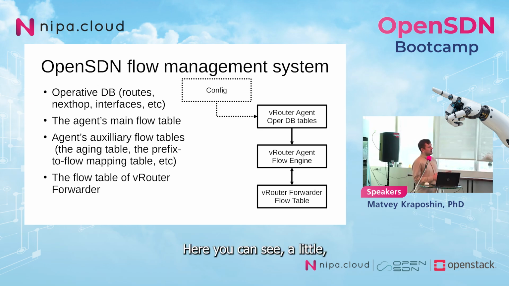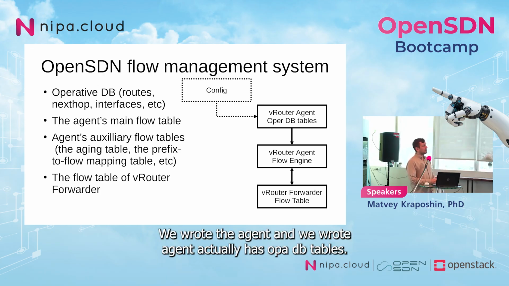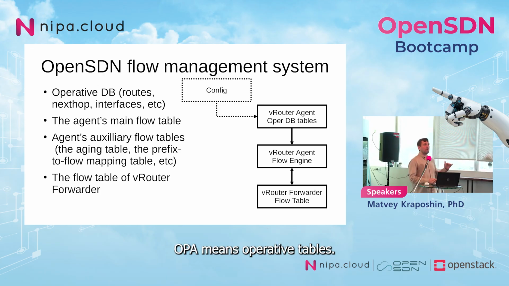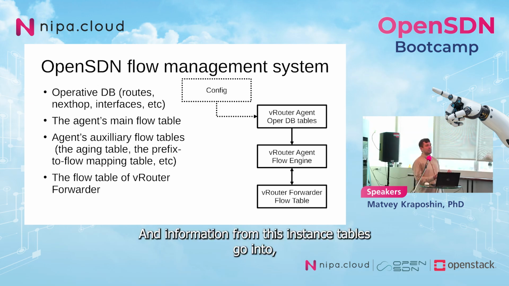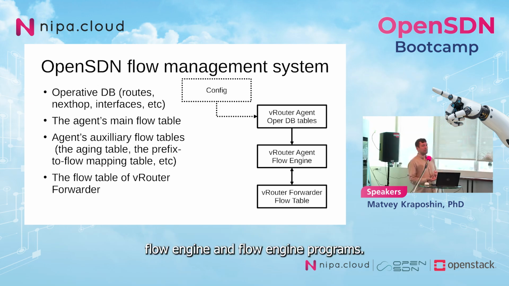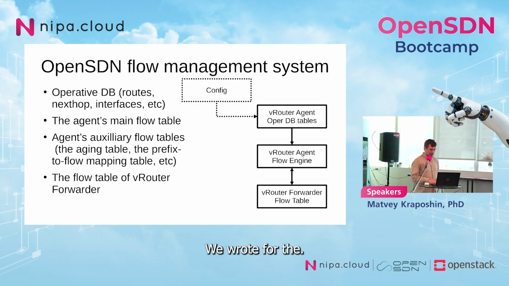Here you can see a little more detailed explanation of how flows are updated. Actually, we have a config which talks via controller with the router agent, and the router agent actually has OPA DB tables. OPA means operative tables, which reside in random access memory, instant tables. And information from these instant tables goes into the flow engine, and the flow engine programs the router forwarder.